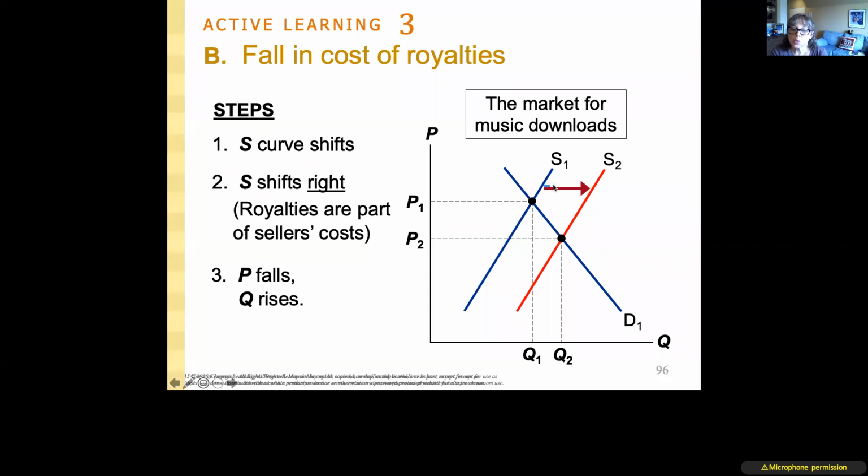The royalty cost went down. So now, at every price point, I can supply more. I can shift my entire supply curve because one of my input costs, royalties, has gone down. So I shift my supply curve. I used to be at one price. Now my price goes down and my quantity goes up.